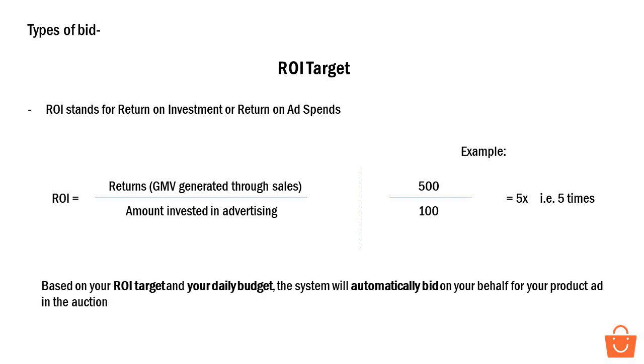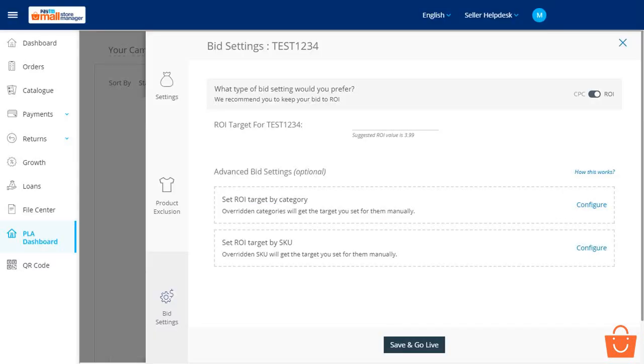Based on your ROI target and your daily budget, the system will automatically bid on your behalf for your product ad in the auction. To select the CPC bid type, move the toggle button to CPC. Now enter the campaign level CPC bid. Here you can check the CPC bid value recommended by the system.